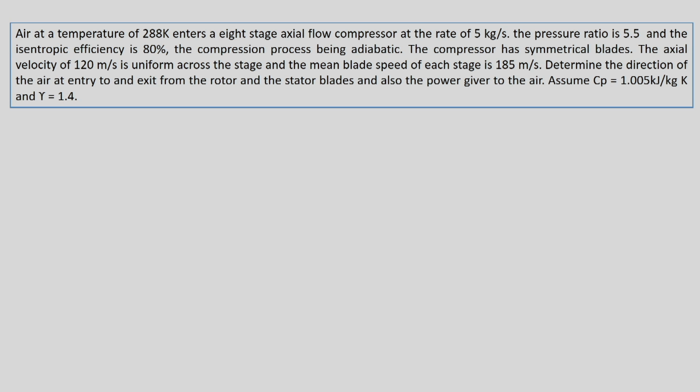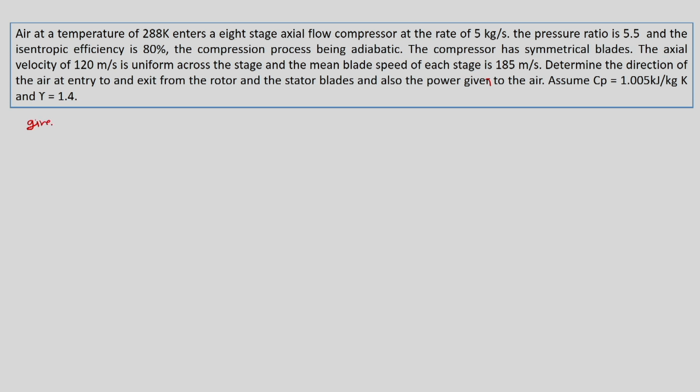Determine the direction of air at entry to and exit from the rotor and stator blades, and also power given to the air. Assume Cp as 1.005 and gamma as 1.4.